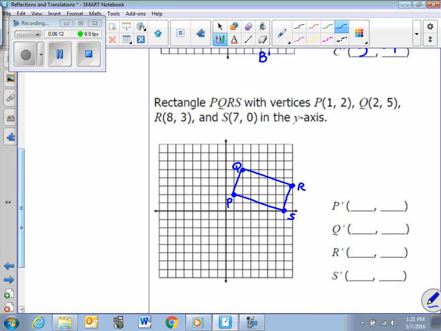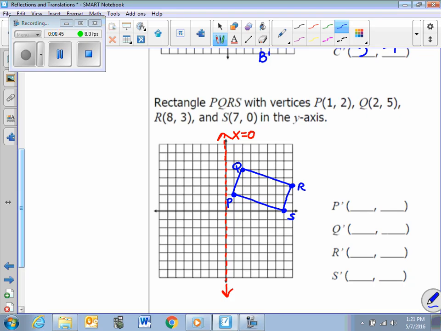Let's see what we have here in example 2. We've got a rectangle PQRS with the given vertices, and this one we want to reflect in the y-axis. So once again, I'm going to sketch in my y-axis, which of course has the equation x equals 0. And just like we did above, we're going to take every pre-image point and move it across the y-axis, and we have to maintain the distance.